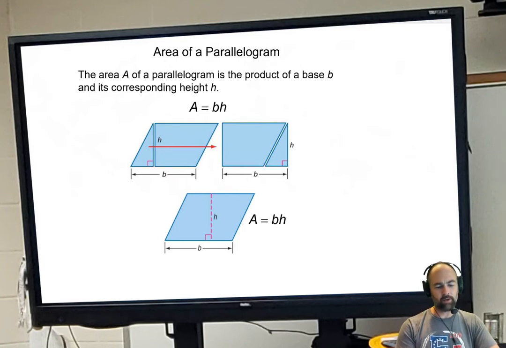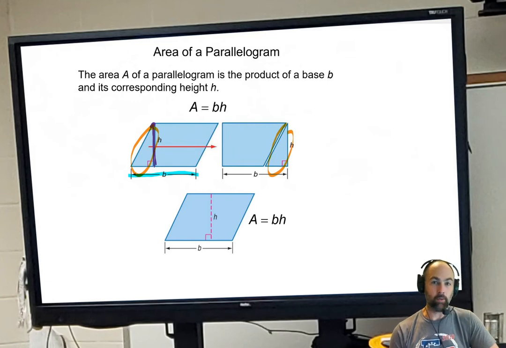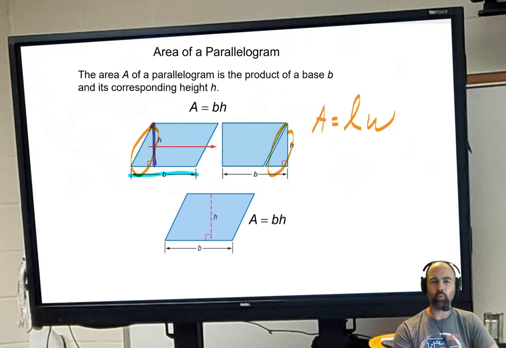So notice what essentially goes on here. We have our full base. If I was to cut along the height that hits right here at one of the vertices, then take that entire triangle and move it to the other side, notice that I've made a rectangle. So this base times height is essentially the same thing as a modified area equals length times width that you used to do back in middle school and even elementary school. So area is base times height.